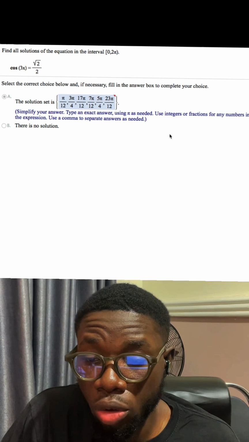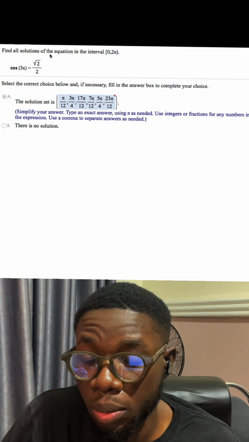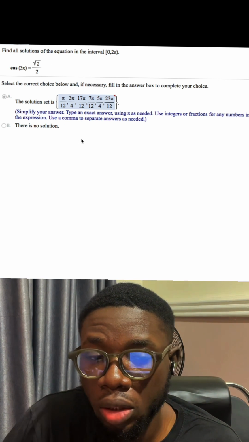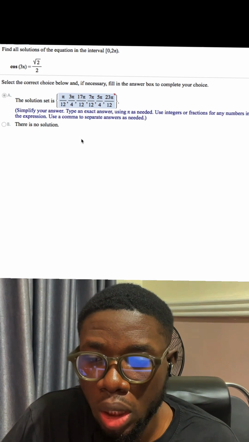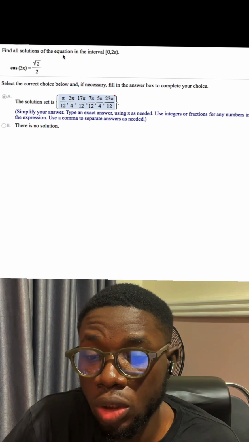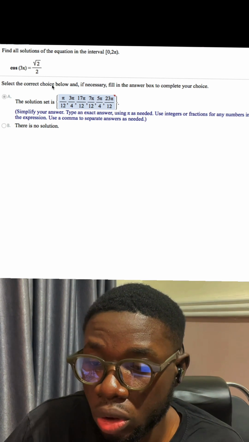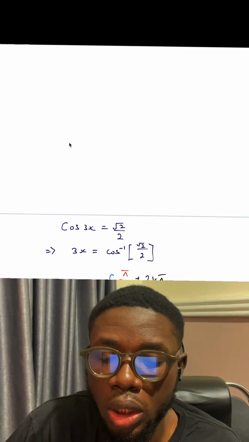The other day, I showed you how you can use the Desmos graphing calculator to solve this problem in a few seconds. Today, I'm going to show you a step-by-step guide on how to go through it if you're doing a written exam. The question simply says that we should find all the solutions in the interval 0 to 2 pi. Of course, 2 pi is not inclusive. For this trigonometric equation, cos 3x equals root 2 divided by 2. Let's get to it quickly.